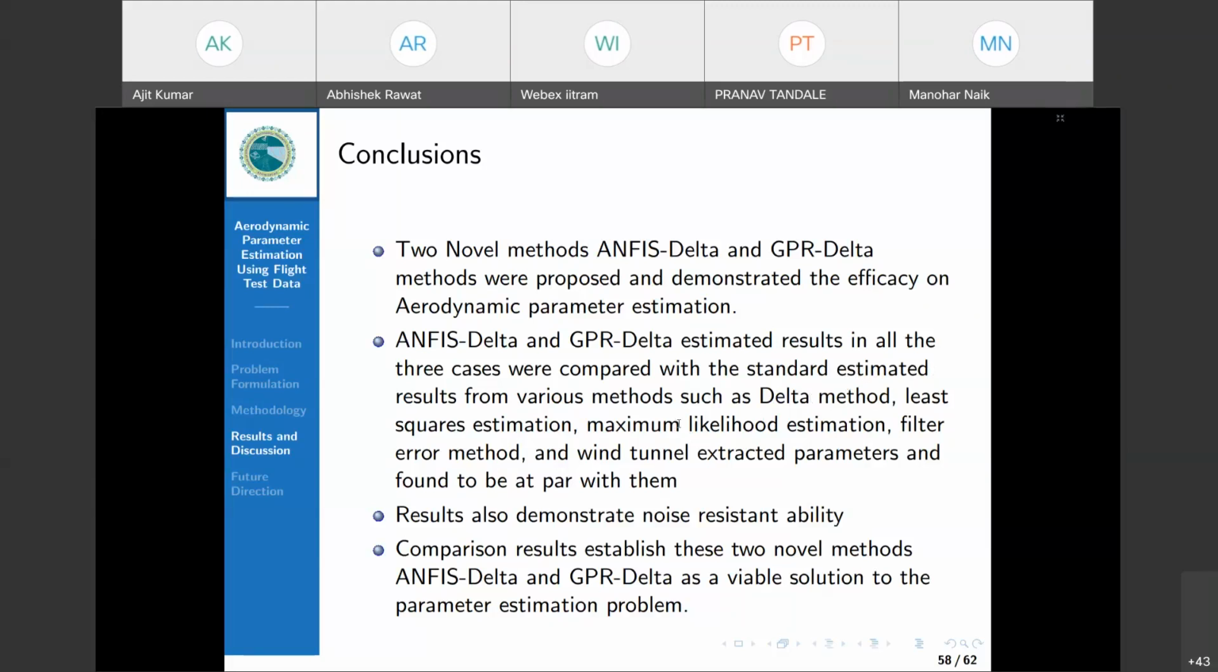Results also demonstrate the noise resistant capability, because in the first case we introduced noise of different degrees, and we found that it is still able to give the correct parameters even though we made the data noisy purposefully. So the comparison results established these two novel methods, ANFIS delta and GPR delta, as a viable solution to the parameter estimation problem. Of course, we have so many different methods available these days, and we found that these two can also be an alternative parameter estimation method.